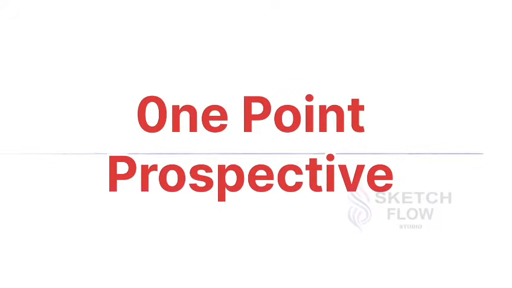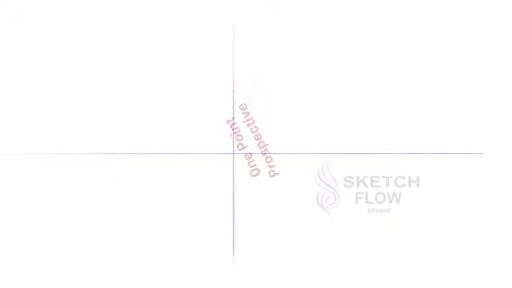So, one point perspective. Let's start one point perspective. First, draw the horizontal line and vertical line. Where is the intersecting point? That is called the vanishing point, VP. Then the horizontal line, HL. Okay, this is HL.